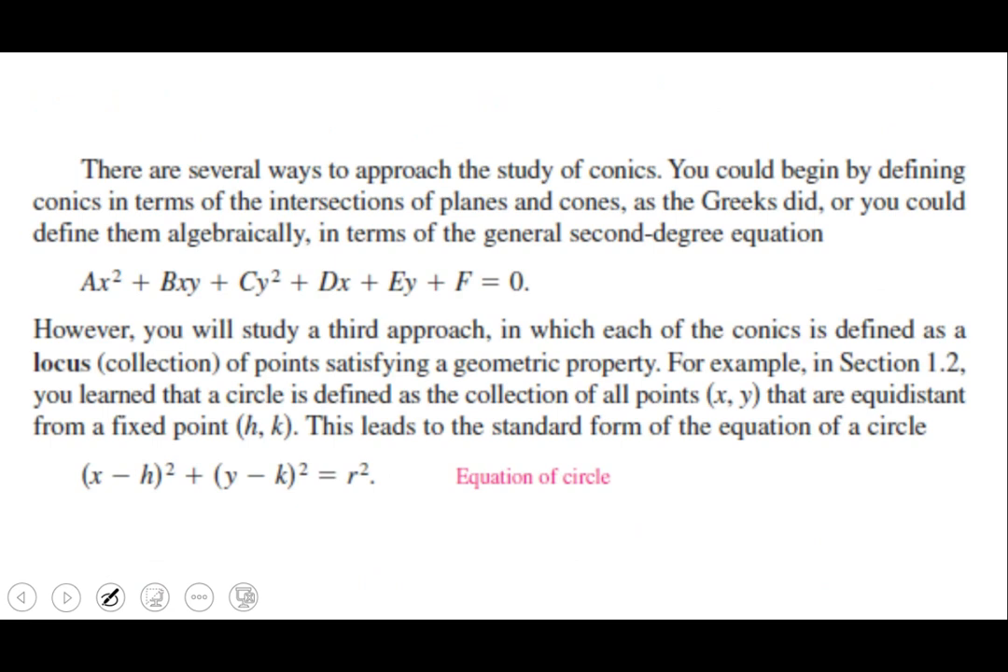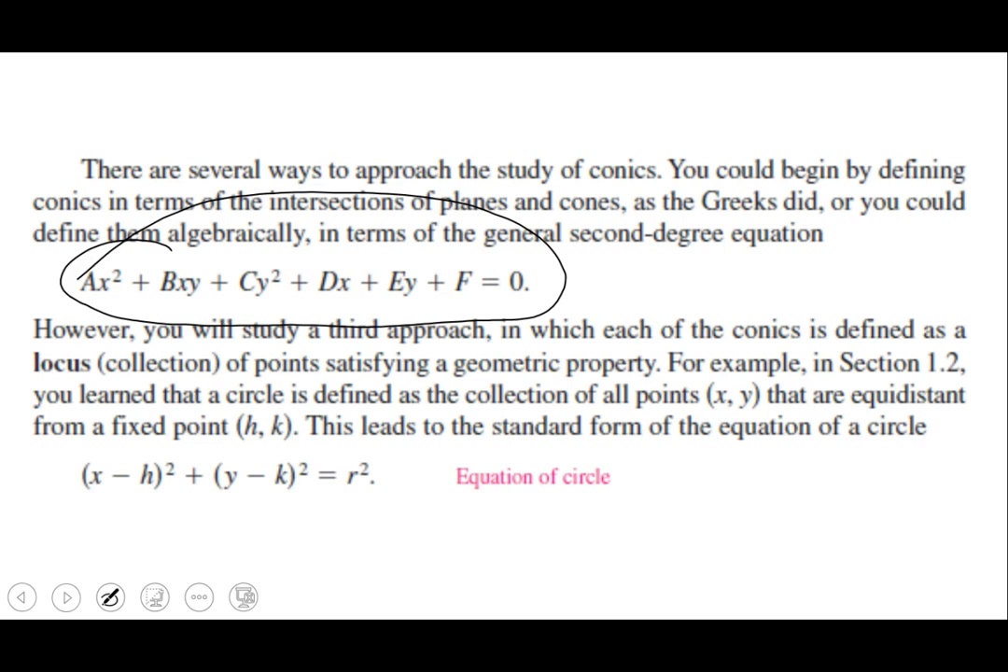There are several ways to approach the study of conics, one of which we just saw, which is to consider the intersection of planes and cones. The second way is to look at this equation. Notice that in this equation, you have a whole bunch of squares, x and y. You have some xy terms, purely x, purely y, and then the constant. Depending on the combination of these terms is what would tell you whether you have a hyperbola, a parabola, or a degenerate, or any of the different options.